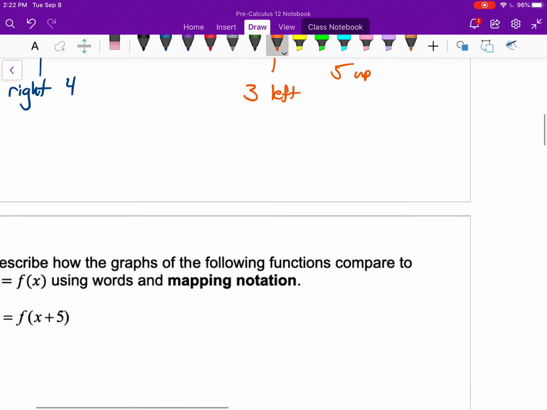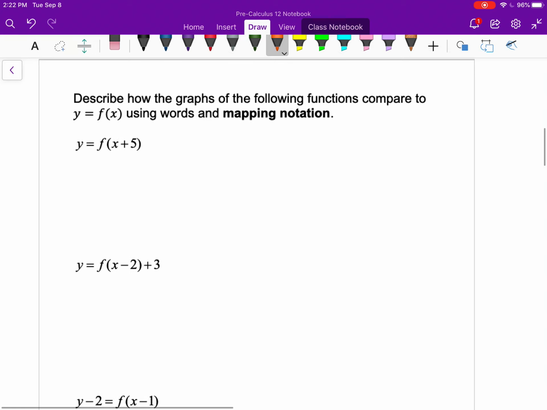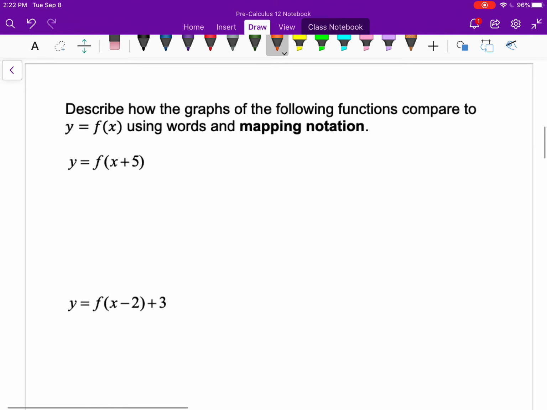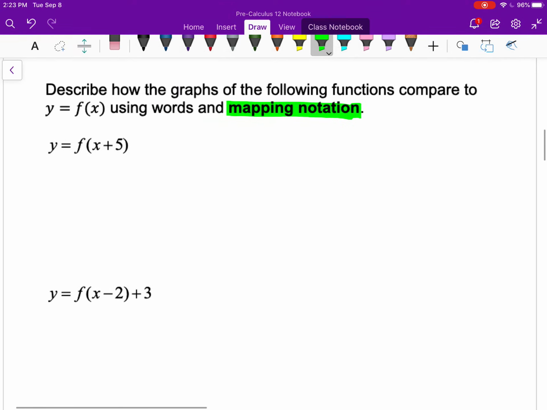All right. So next, I want to introduce something that is probably new, but it's actually pretty straightforward. We call it mapping notation. It's another way of describing a transformation without words. So for example, for each of these, I want to describe the transformation compared to f of x in words and using mapping notation. And again, that mapping notation, which I'll get to in a moment, I expect to be new. So first, I'm saying how all these compare to f of x.